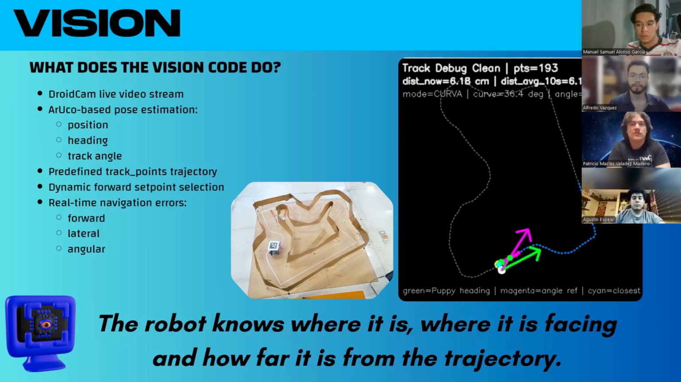The vision system runs on the laptop using a live video stream from DroidCam. A Naruko marker attached to the Puppy Pie is detected to estimate the robot's position, heading, and orientation relative to the track. A predefined trajectory is loaded as a reference path. The system continuously selects forward reference points along the trajectory and computes real-time forward, lateral, and angular errors for navigation.